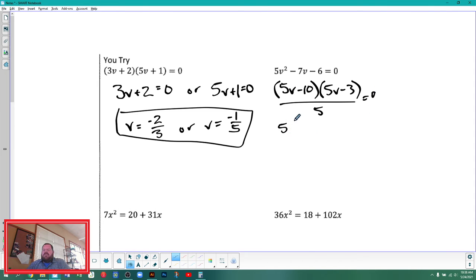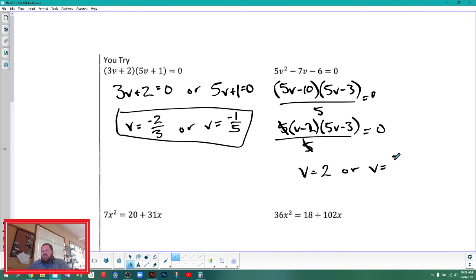I have a common factor of 5 in this one. v minus 2 and 5v plus 3, divided by 5, cancels that out. So that equals 0. And we should get v equals 2 or v equals negative 3/5.